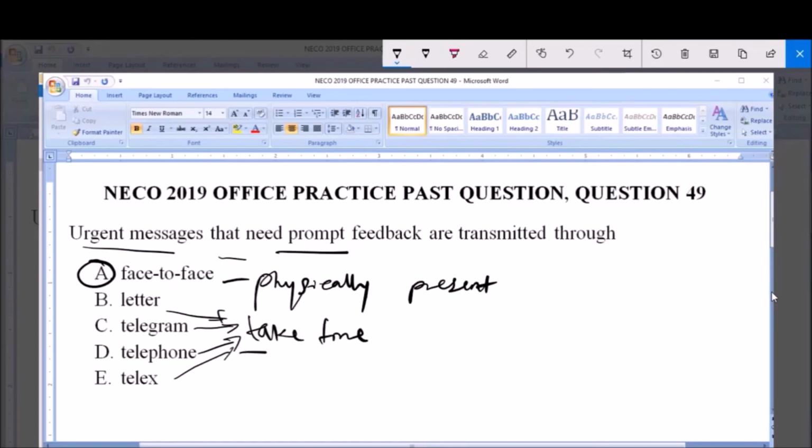They will take time. But now in terms of face-to-face transmission, both parties are physically present, and so therefore the feedback is actually prompt and immediate. So the best answer to this question is option A, face-to-face transmission is the correct answer.